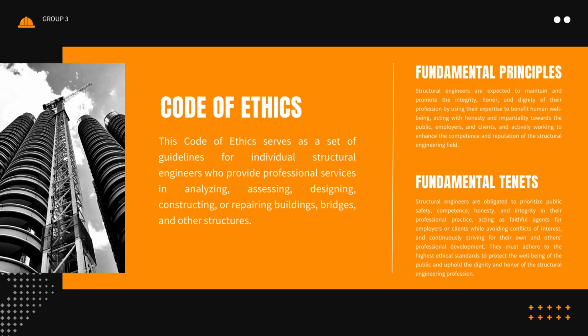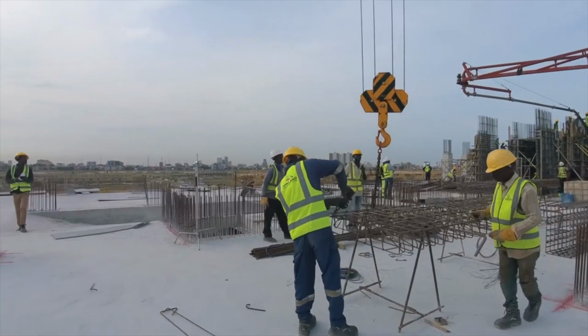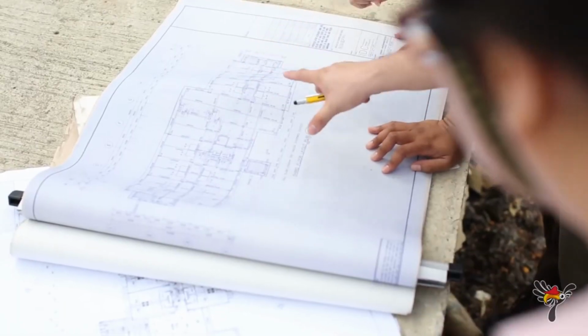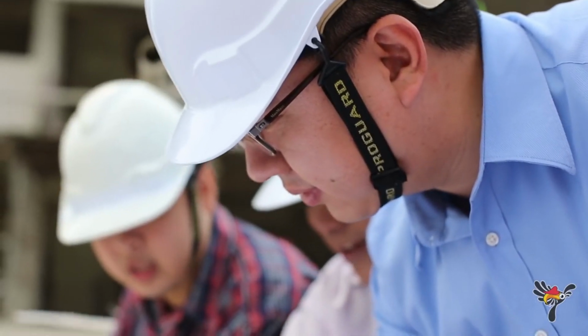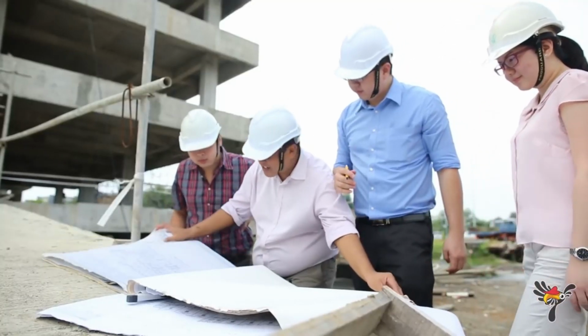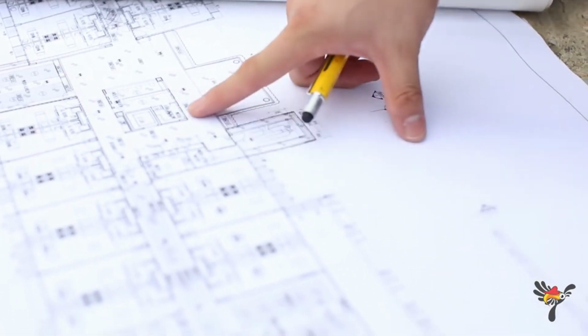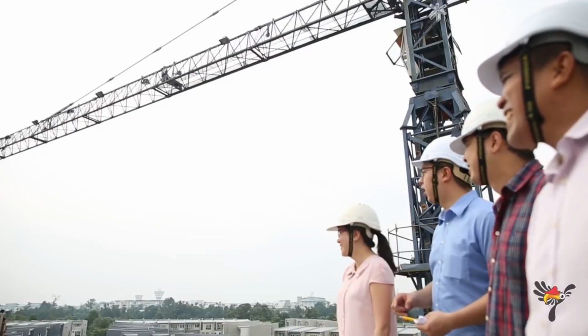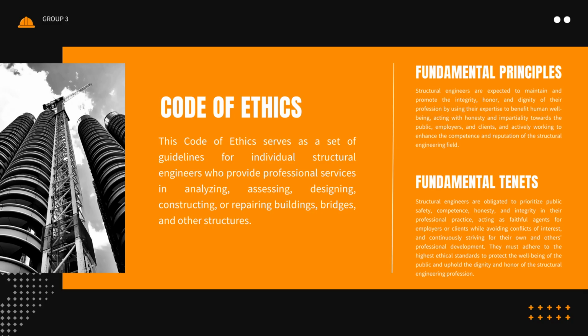Fundamental Principles: to uphold and advance the integrity, honor, and dignity of the structural engineering profession by using their knowledge and skill for the enhancement of human welfare. Being honest and impartial in serving with fidelity to the public, their employers, and clients, and striving to increase the competence of practitioners and the prestige of the structural engineering profession. The second section is Fundamental Tenets.